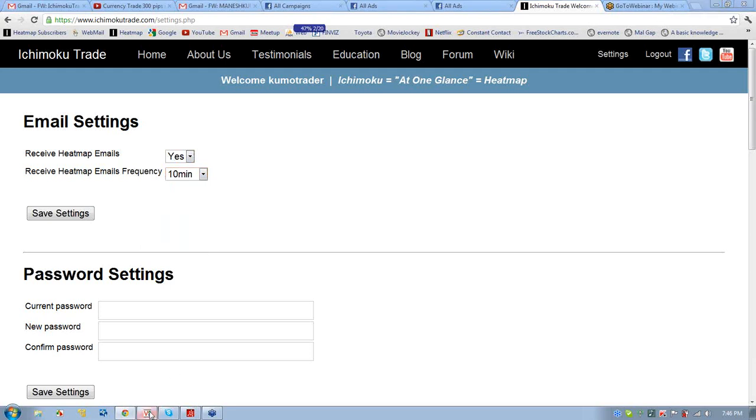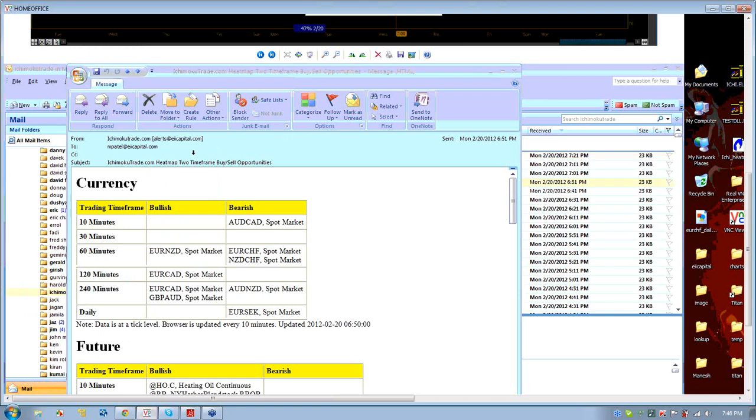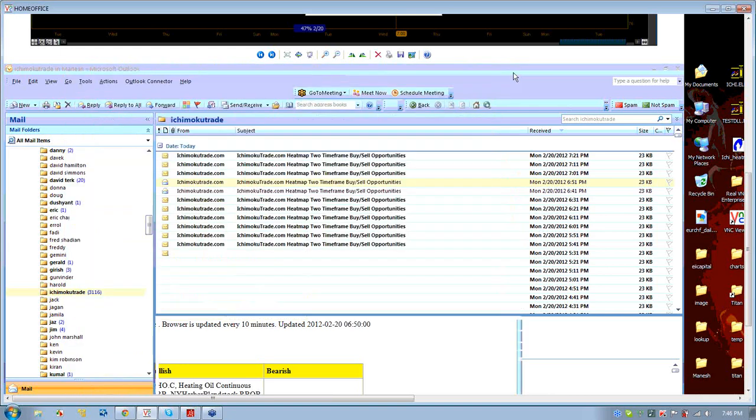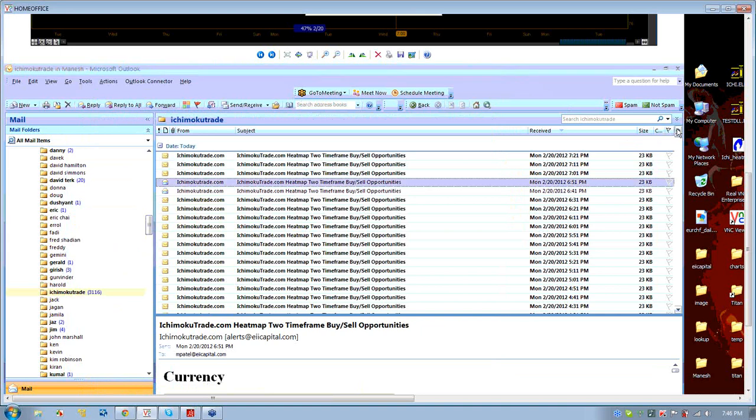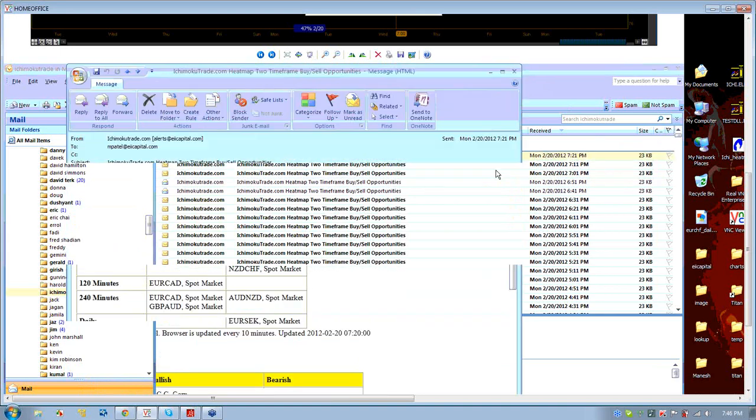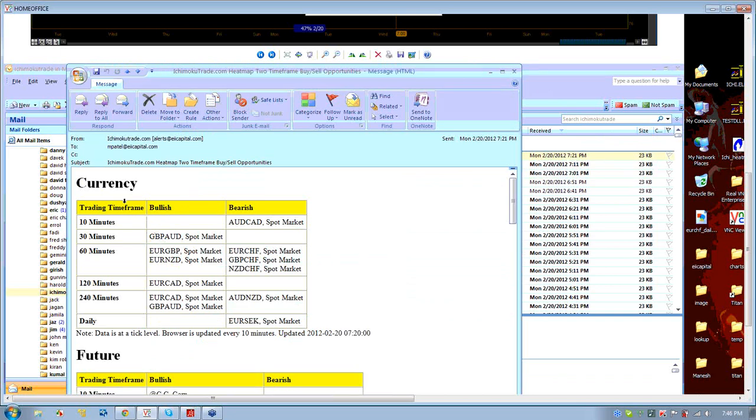When you get these emails, you get an email like this that'll come to you from alerts@eiicapital.com, and what it does is it shows you multiple time frame opportunities. So each row represents 2 time frames. If you look at this chart right here, let's get the latest one right now. Let's get this one. If I pop this open, this is the currency, and I'll explain this. Each row represents 2 time frames. So the Australian CAD right now is a 2 time frame sell on a 10-minute and also a higher time frame.